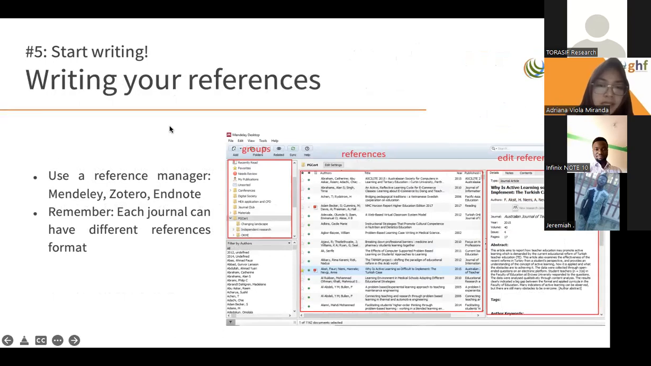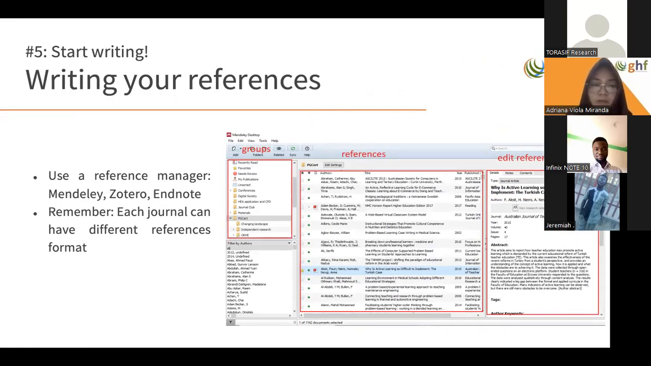And then the other tricky part is to write your references, especially in a narrative review, because you need to include as many as 80 references minimum. And what you can do is to use a reference manager. I usually use Mendeley, so this is Mendeley, but you can also use Zotero, EndNote, and other reference managers. So if you know any other reference manager, please write in the chat box so we can know more about what reference managers can be used.